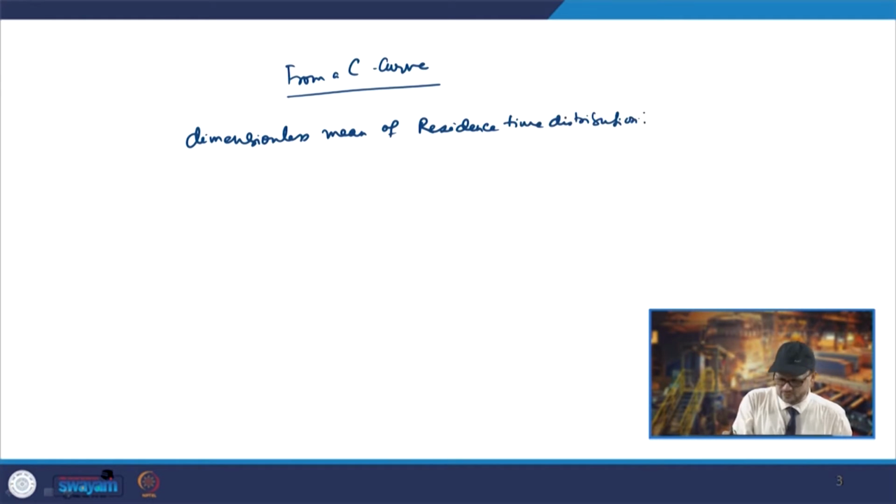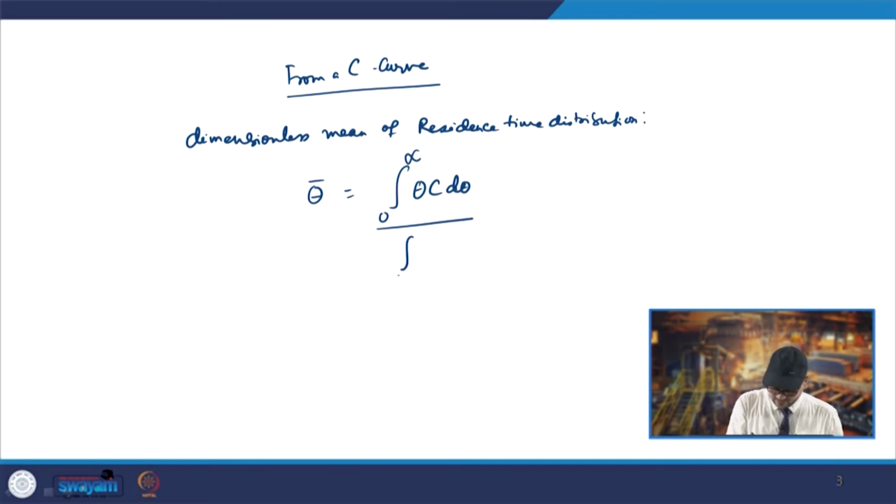So, in that case you have a dimensionless term which will come into the picture. That will be defined by theta bar, and you will calculate it as the integral from 0 to infinity of theta c d theta, divided by the integral from 0 to infinity of c d theta. In the same way you have c dt, and here you have capital C. So, that is your dimensionless term, and that will be the dimensionless mean.